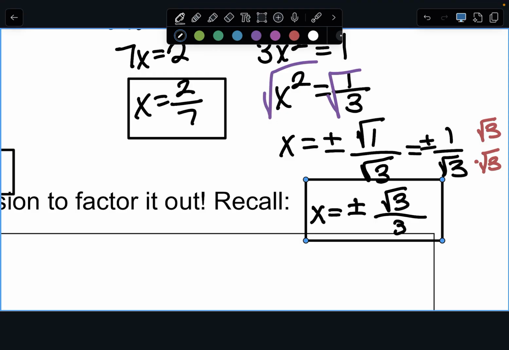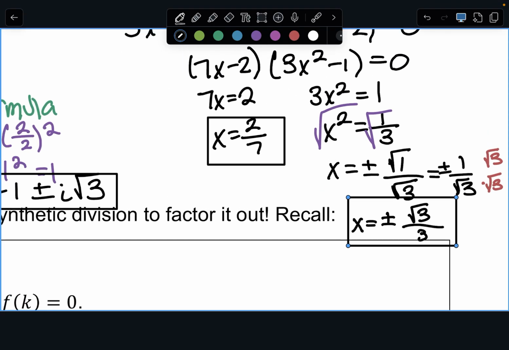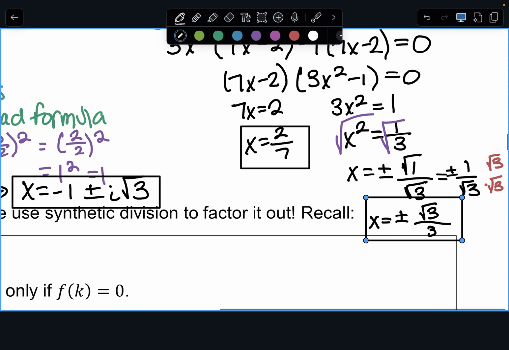Brayden: Does it matter if you leave the 1 there or not? Technically it's not simplified if you leave the 1, but I would not count off in this case.